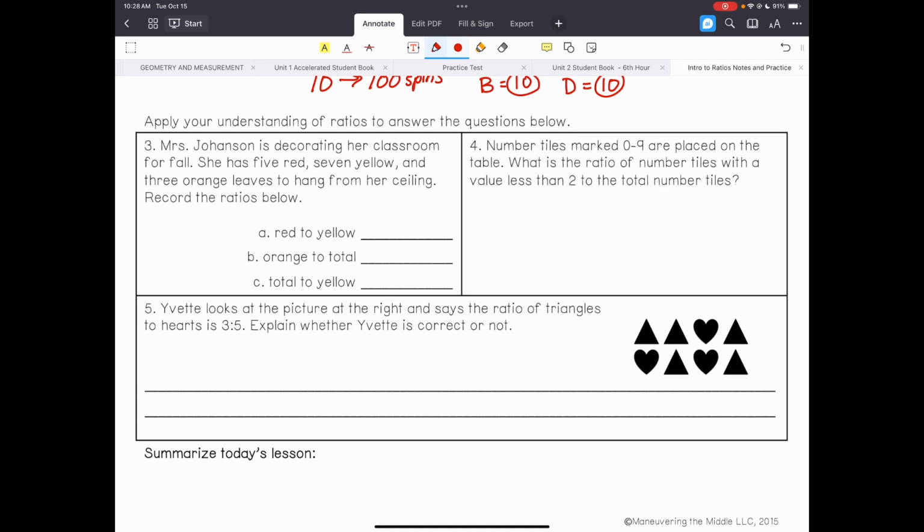Johansson is decorating her classroom for fall. She has 5 red, 7 yellow, and 3 orange leaves to hang from her ceiling. Record the ratios below. So first of all, I want to go back in and circle the numbers and underline the key words so that I can do these ratios. The first number is 5. It's written in word form, red. Then 7, yellow, and then 3, orange.